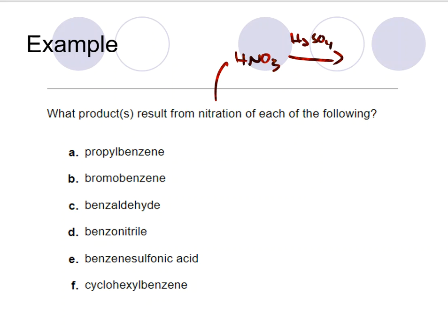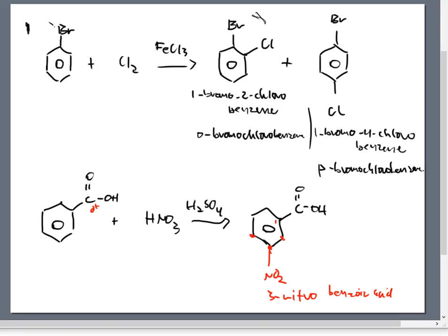Propyl benzene. Okay. So, let's draw propyl benzene. There's the benzene. Propyl, 1, 2, 3. 3 carbons. I'm not going to draw the hydrogens. You could have drawn this as a skeletal zigzaggy thing if you wanted to. It doesn't matter. I don't care. Just put 3 carbons on there.